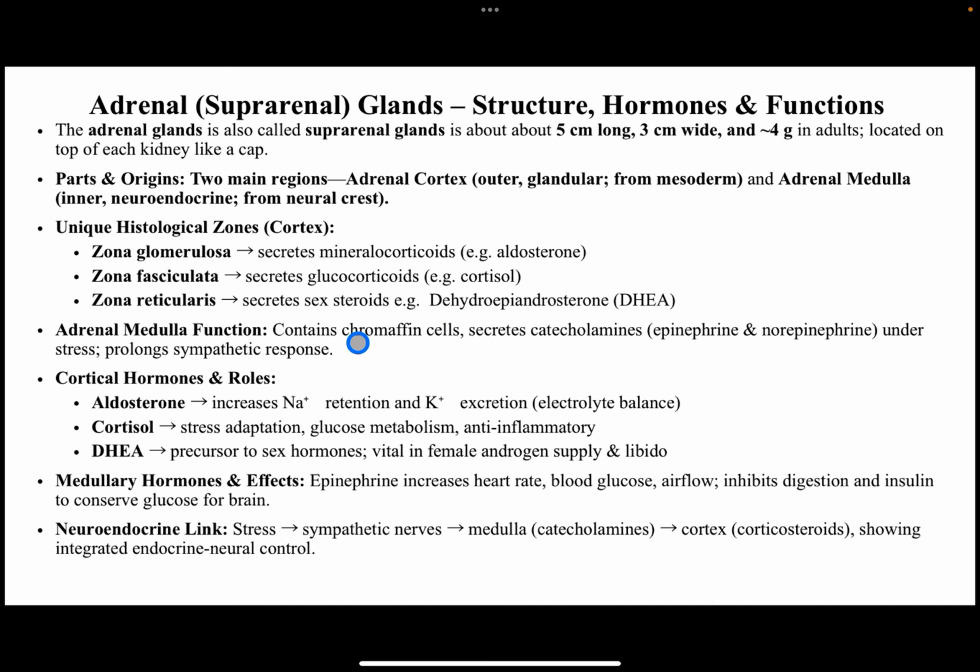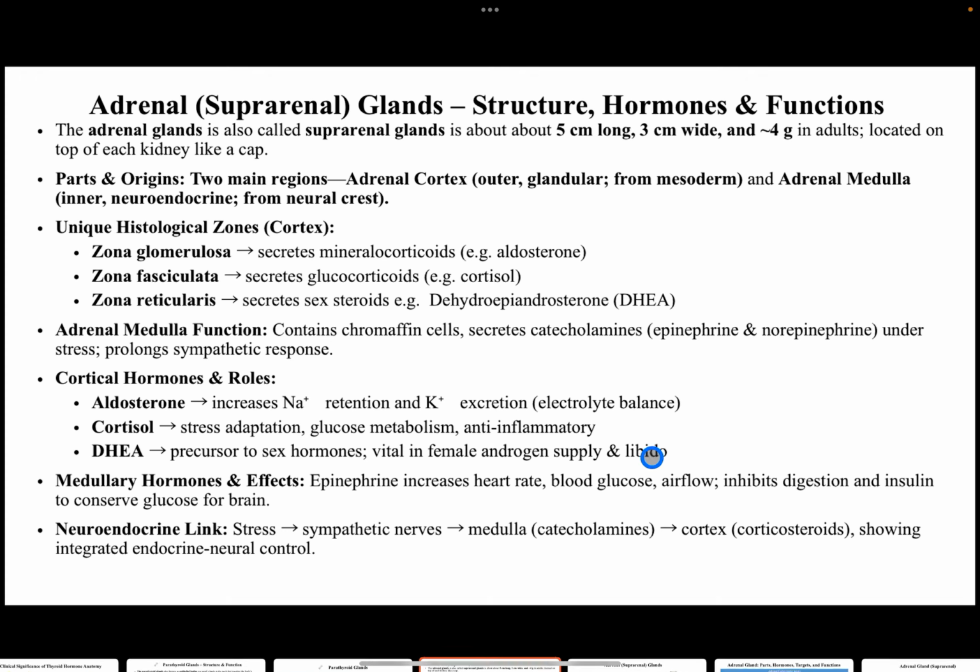dihydroepiandrosterone. Then the adrenal medulla produces the catecholamines. The catecholamines are three: epinephrine or adrenaline, norepinephrine or noradrenaline, and dopamine. So this brings us to the end of the adrenal gland, or the suprarenal gland.